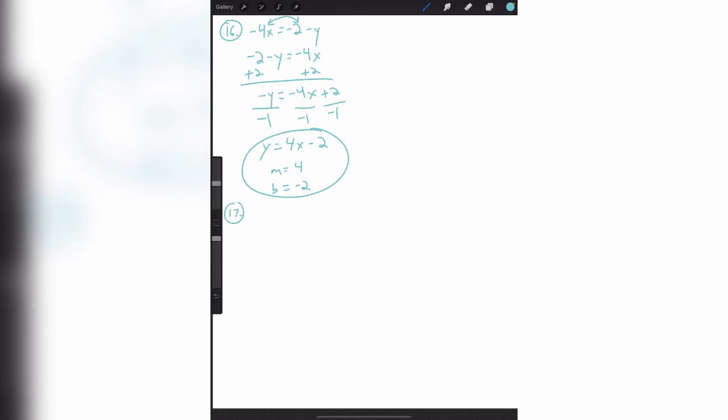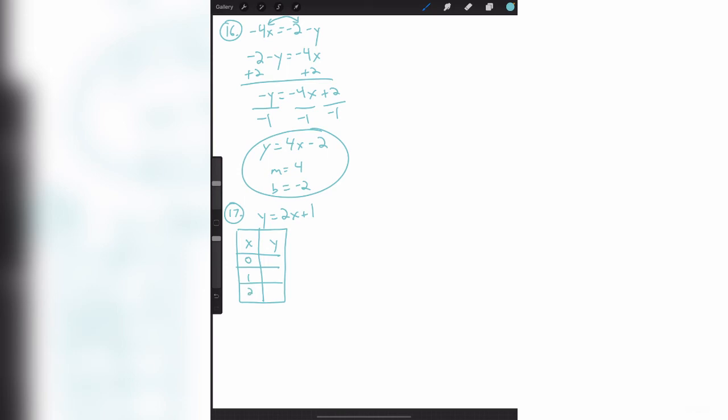Number 17. Number 17, it just says graph each equation. And it gives you an equation. It says y is equal to 2x plus 1. All right, and let's just go ahead and do our 3 points, right? So let's create our table of values. Let's create 3 points for this one, 1, 2, and 3. And I'm just going to choose the ones that I always pick, 0, 1, and 2, right?